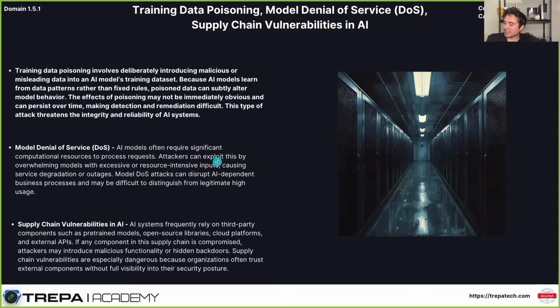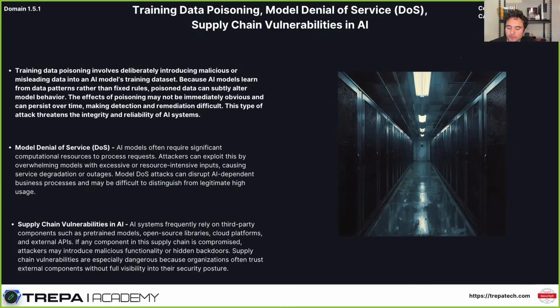Okay, model denial of service. AI models often require significant computational resources to process requests. As technology changes, a lot of things stay the same. A denial of service attack in the 2000s is the same as it is now in 2026 against AI. Just overloading resources. That's model denial of service. And with AI, it's not just network, it's more the computation behind it, your compute resources, your GPU, CPU, things like that.